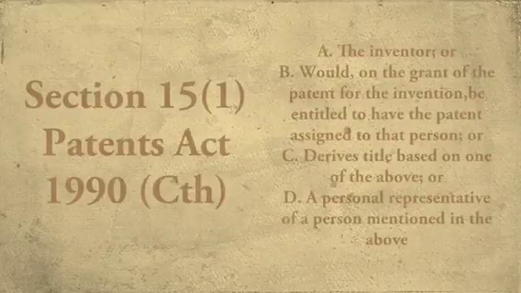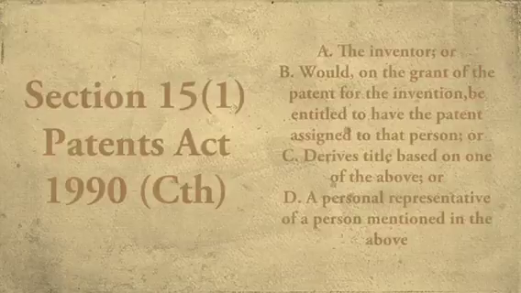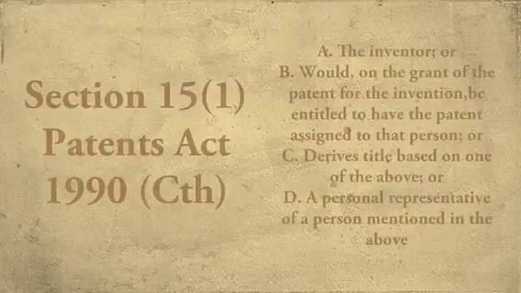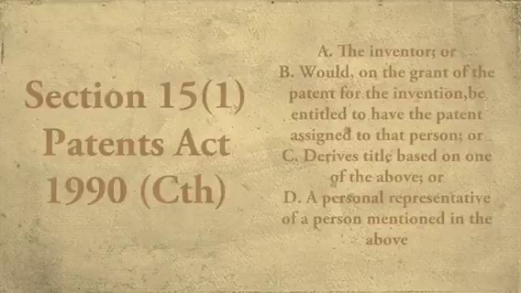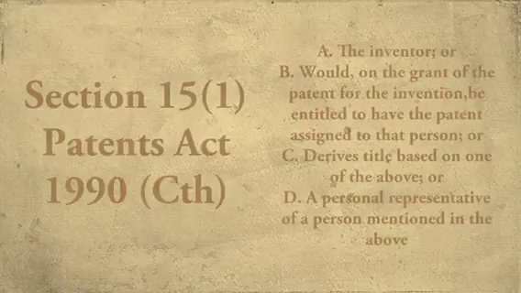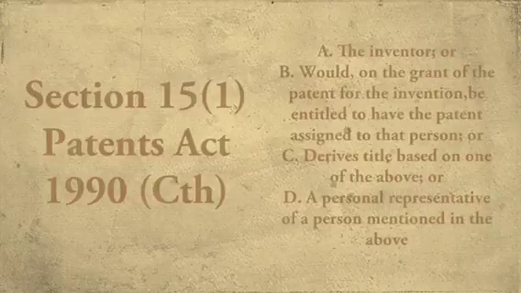It provides that a person who is attempting to be a potential grantee must be A. the inventor, B. a person who would, upon grant of the patent for the invention by the entitled person, have a right to the patent assigned to them, C. one who derives title to the invention from either of the above, A or B, or D. a legal representative of a deceased person who falls into one of the previous categories.